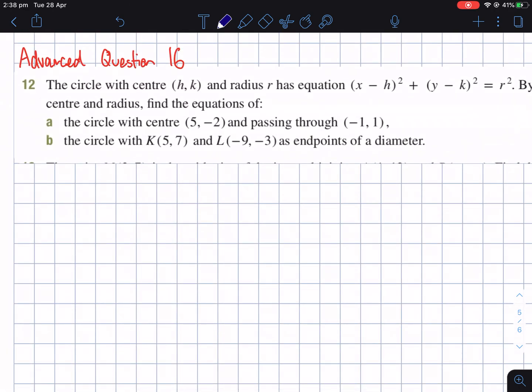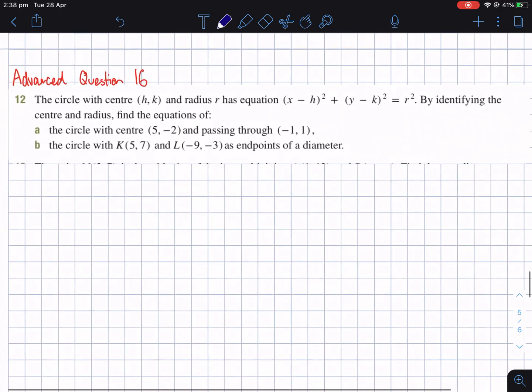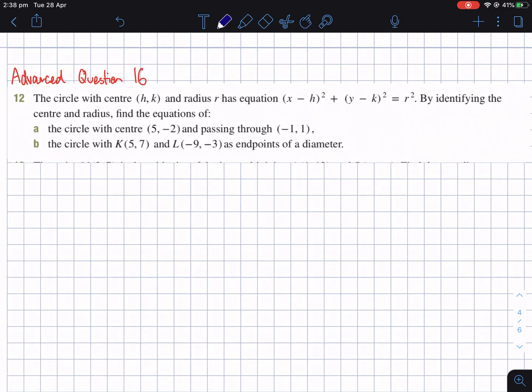Having a look at question 16. If you're doing the extension, it's question 12. We've got, yeah, this is the next one, isn't it? Yep.